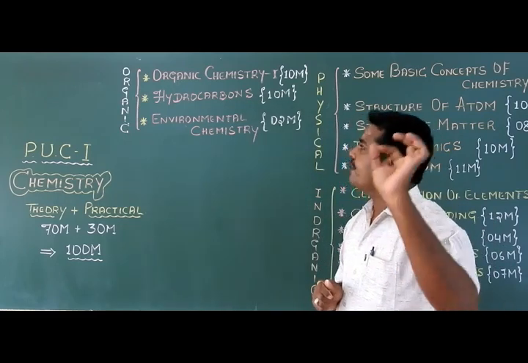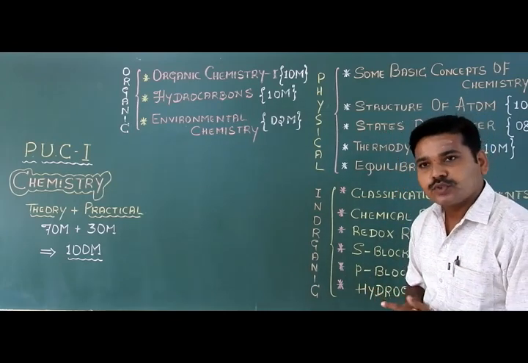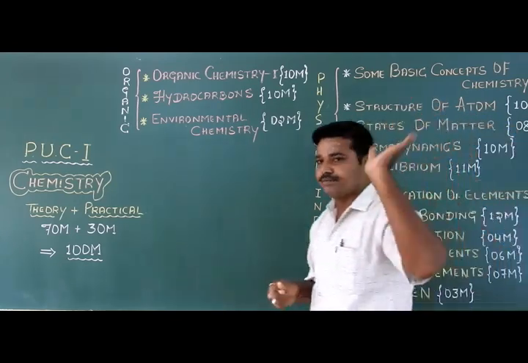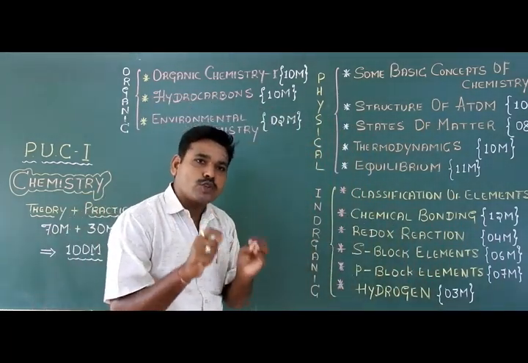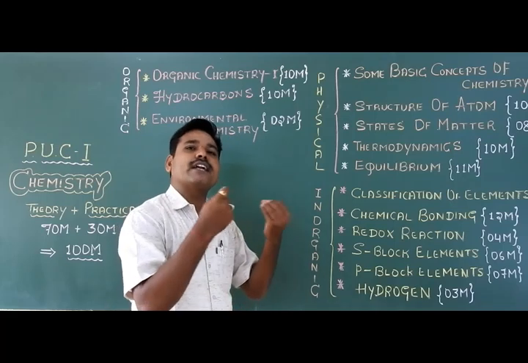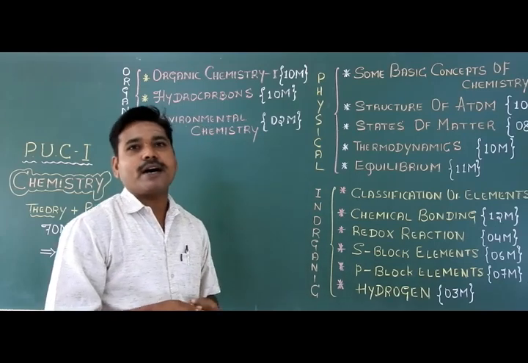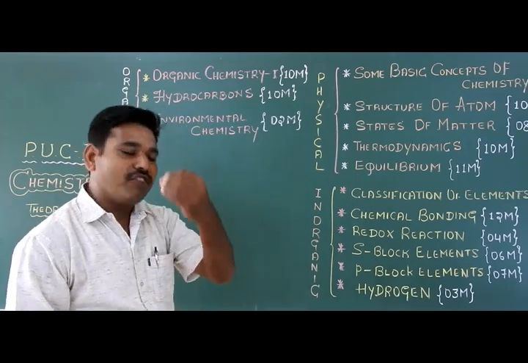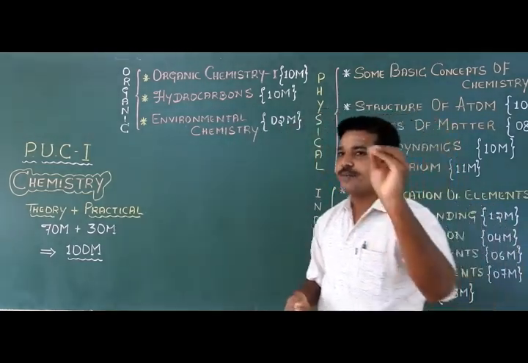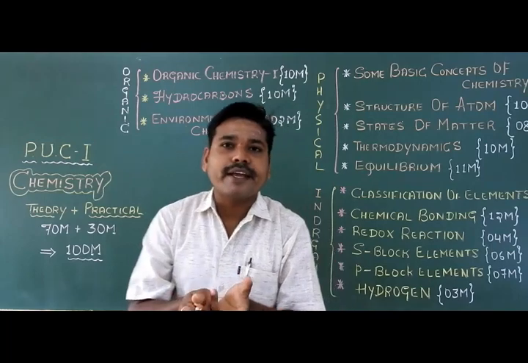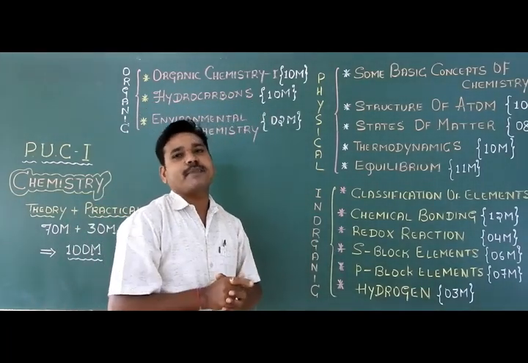In PUC first year chemistry, you have totally 14 lessons. How many lessons, students? 14 lessons are there. Out of these 14 lessons, a few belong to the physical section, that means they come under physical chemistry. A few come under inorganic chemistry, and a few come under the organic section, or organic chemistry. So including all these three branches, this year you have totally 14 lessons in chemistry.